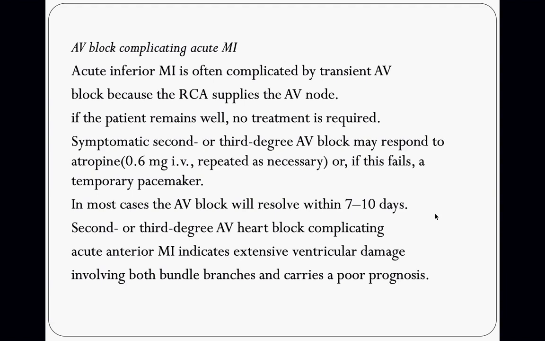AV block complicating acute MI. When AV block occurs in MI, we have two forms of AV block. If the AV block occurs after an acute inferior MI, it is complicated by transient AV block because of the right coronary artery supply to the AV node.